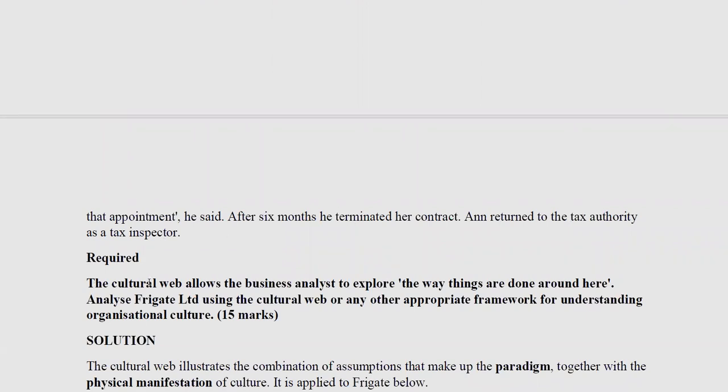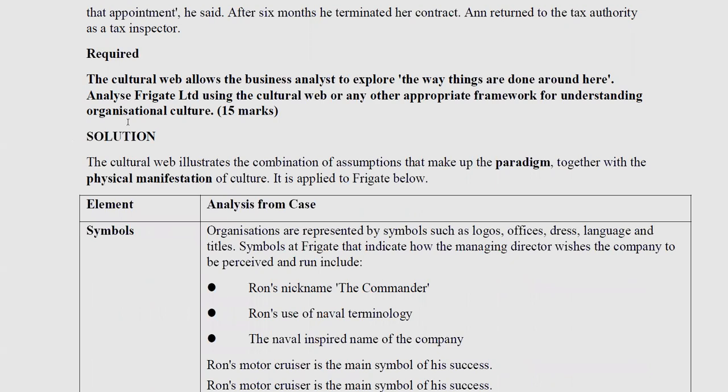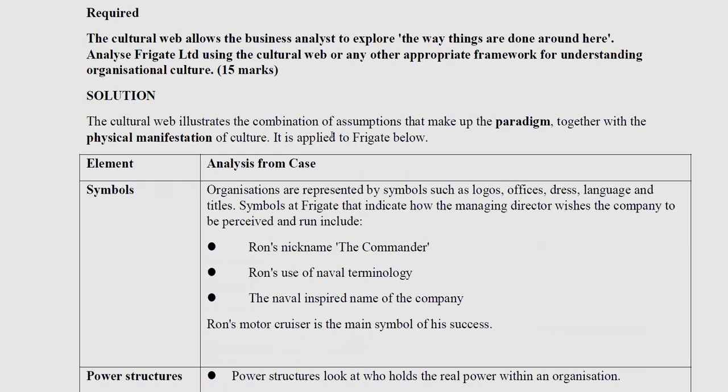So the culture web allows the business analyst to explore the way things are done around here. Analyze Frigate using the culture web or any other appropriate framework for understanding organizational culture. So you can see how I went about it. The culture web illustrates the combination of assumptions that make up the paradigm, together with the physical manifestation of culture. This is applied to Frigate below.